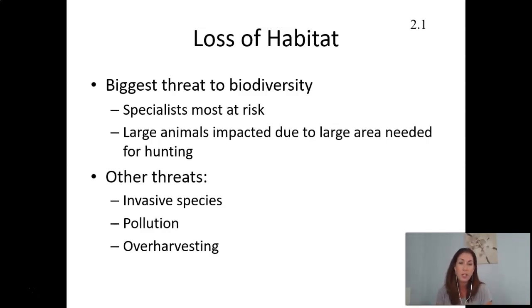Some of the other threats that we'll touch on later in this year: invasive species. Those are species that are introduced that don't belong there. Pollution, in its variety of forms, air pollution, land pollution, water pollution, and also over-harvesting. So these are some of our biggest threats to biodiversity.